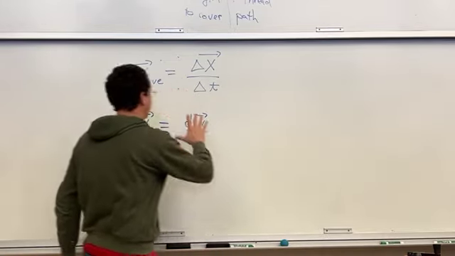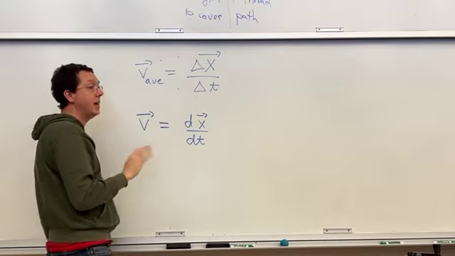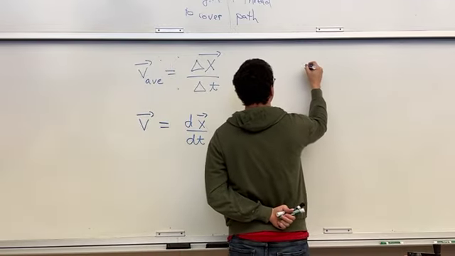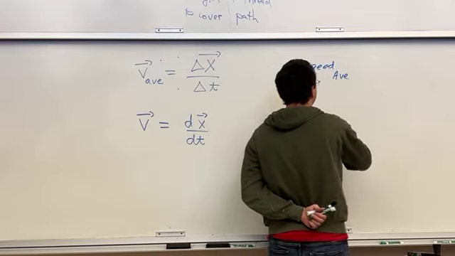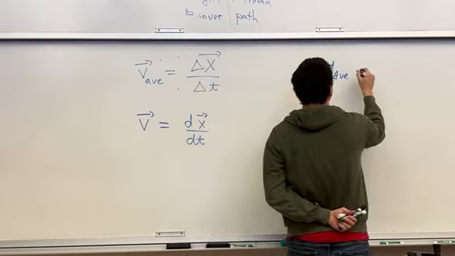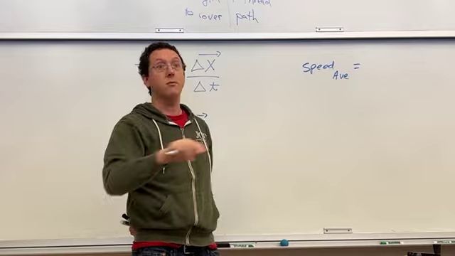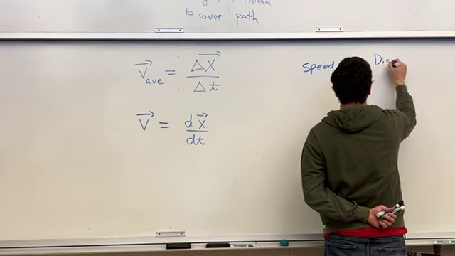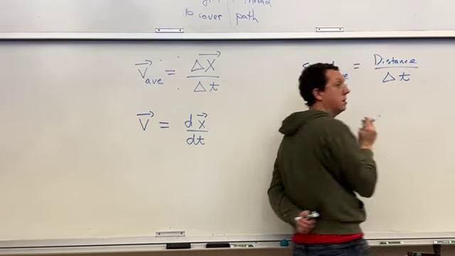Okay, again, we're going to have two kinds of speed, actually. We're going to have an average speed, and then we're going to have an instantaneous speed. The average speed is the total distance traveled over the time it took to travel it. So that would be the distance over the change in time.